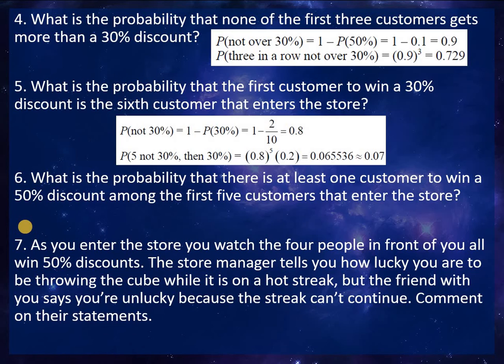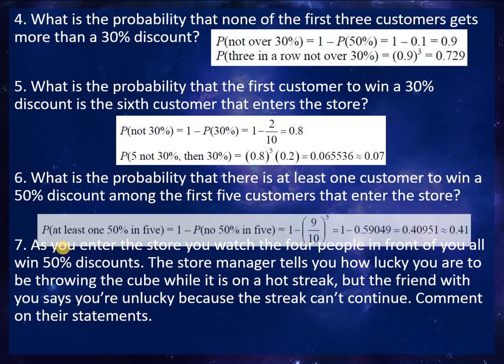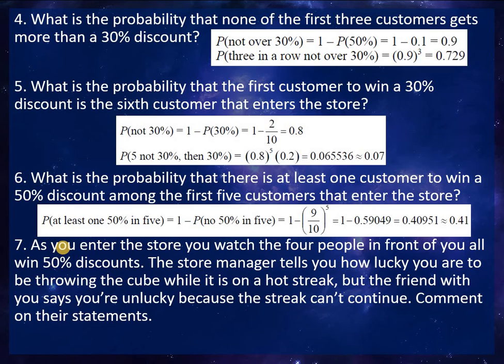What do you do for an at least problem? 1 minus the complement, 1 minus the opposite. So they're saying, what's the probability that at least one customer wins a 50? Well, I would do 1 minus nobody wins a 50. So that would be 1 minus nobody winning a 50. That's 9 out of 10. That's the probability of not getting a 50 for those first 5 customers. Okay? And all the work I would expect to see here is 1 minus 9 over 10 to the 5th, and then 0.4095.